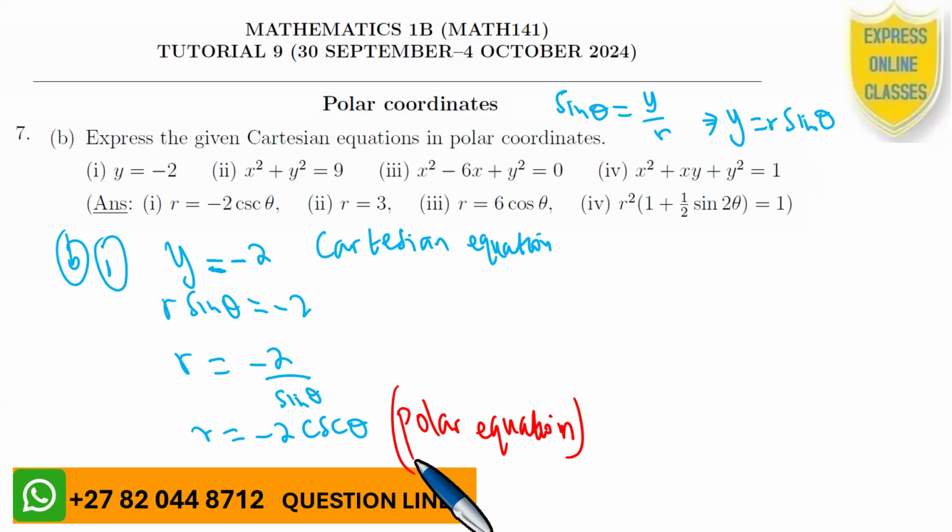All right, so now we have a Cartesian equation converted to a polar equation.